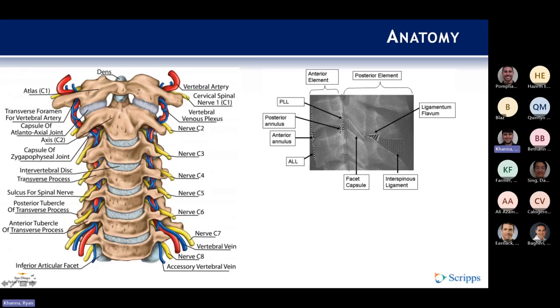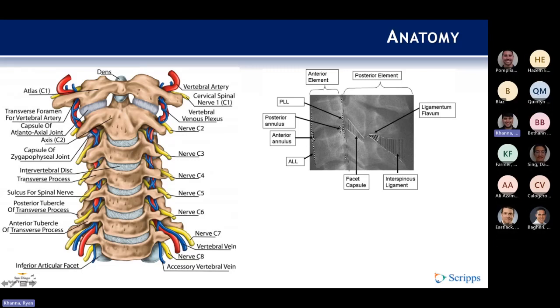And as you can see here on the right X-ray, the sagittal cut, we see by the Punjabi theory the anterior element and the posterior element. Like I mentioned before, the anterior element involves the disc space, the annulus, both the anterior and posterior annulus, the PLL, the ALL, and the posterior element is everything behind that. So the facet, the ligamentum flavum, the interspinous ligament, the lamina, and the spinous process.